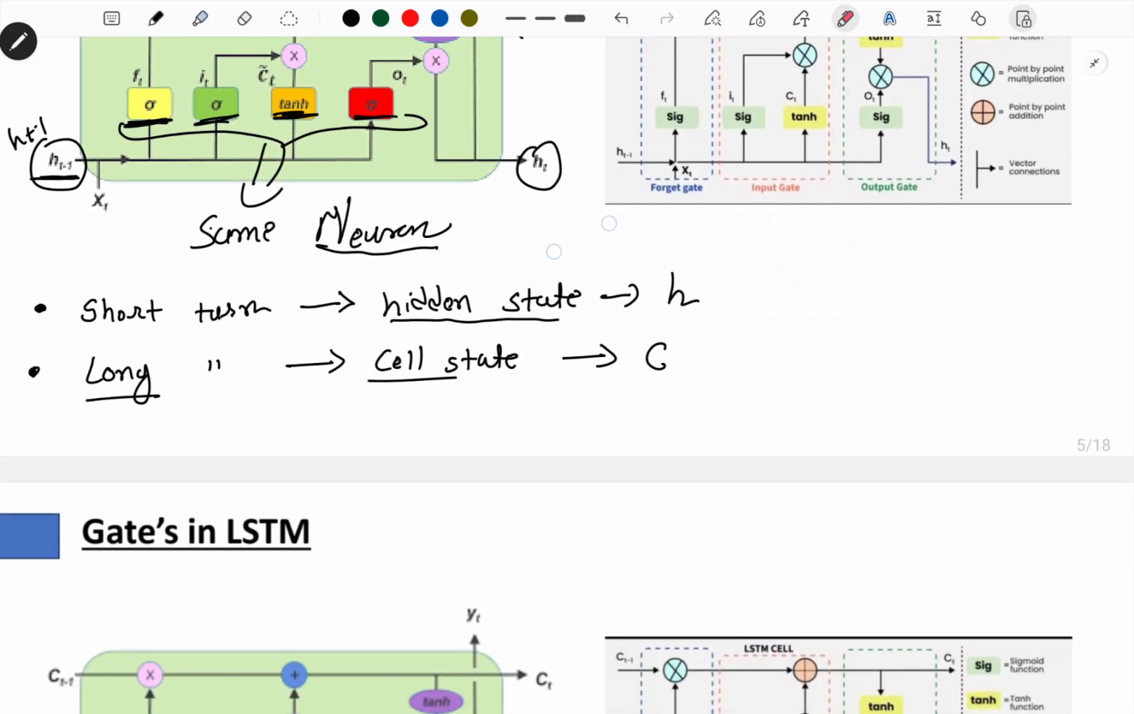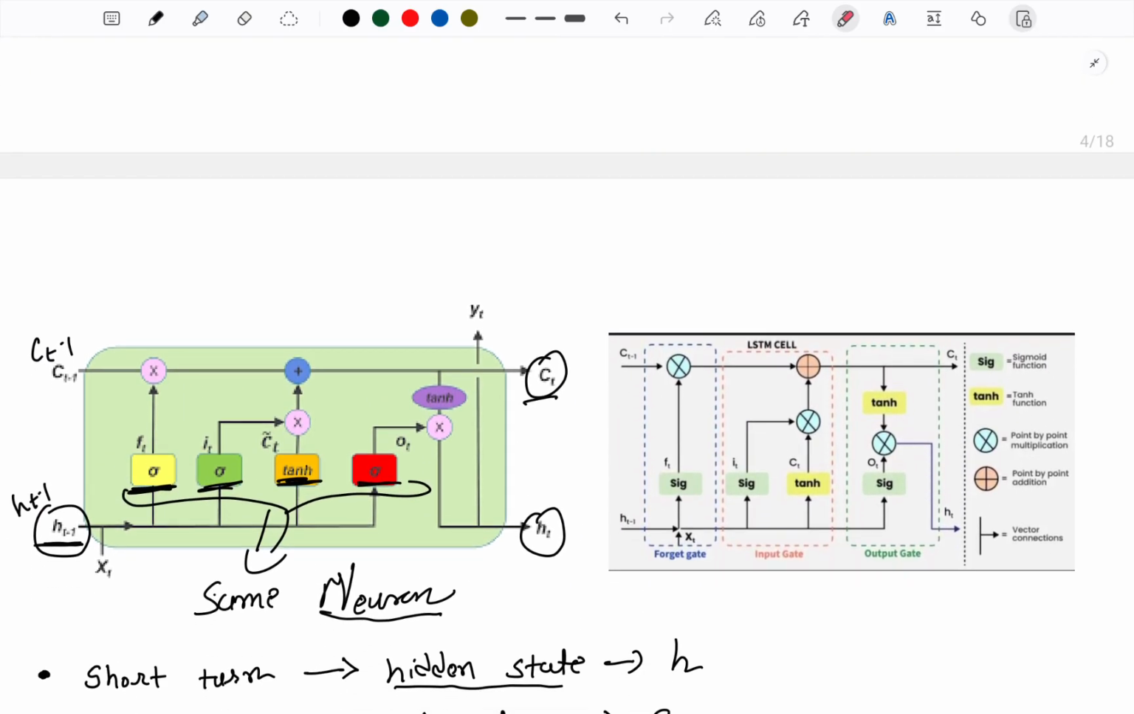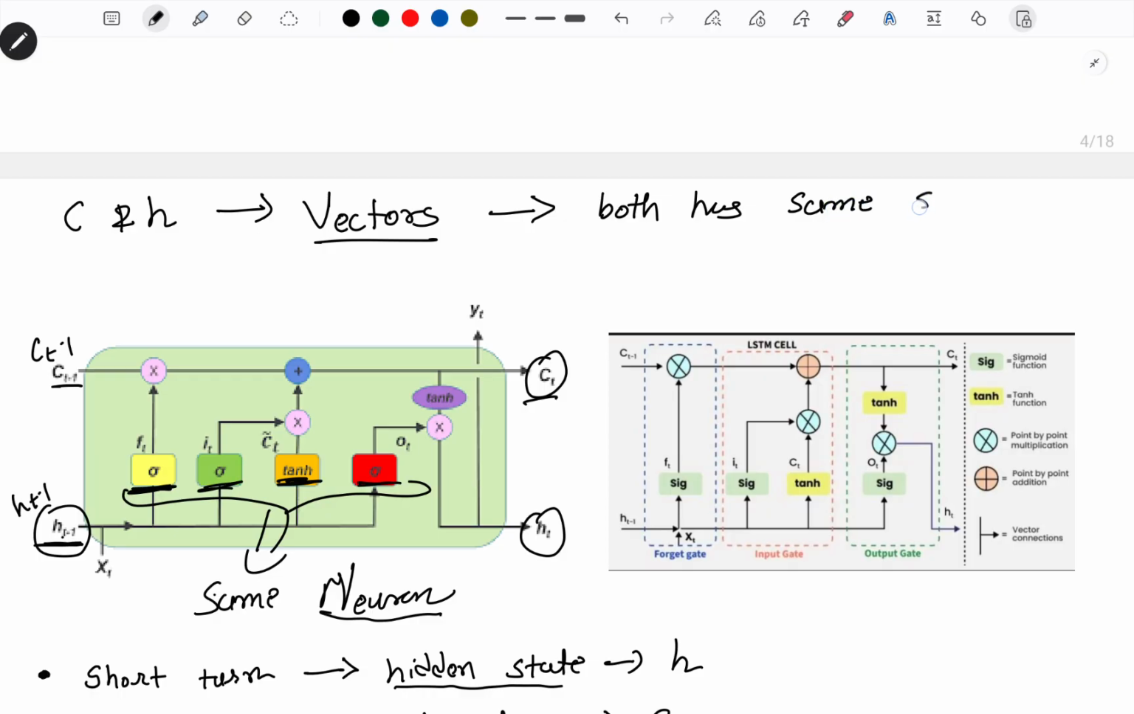Till now everything is clear. There is one more important property. Now you may have a question: what are this C and H? So this C and H are also vectors, and these two vectors have the same size. Means if the C vector is of size 1 cross 5, then the H vector is also of size 1 cross 5. Why these both vectors are the same size, we'll discuss in the upcoming portion of the video. But I hope that till this point everything is clear to you.